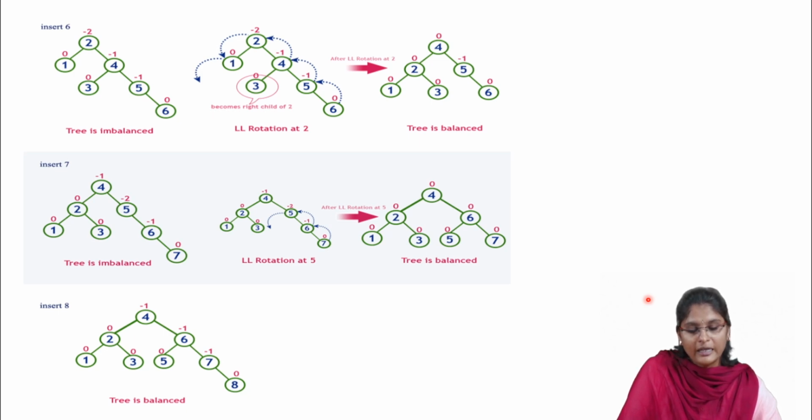This was an insertion example. If we are deleting any node, in the same way we delete 8 and check the balance factor of every node. After completion of the 8 deletion, we go for the 7 deletion, or whatever element we are deleting, and check the balance factor of every node. It is either 0, -1, or 1 only. If it is less than -1 or greater than +1, then we need to fix the balance factors.